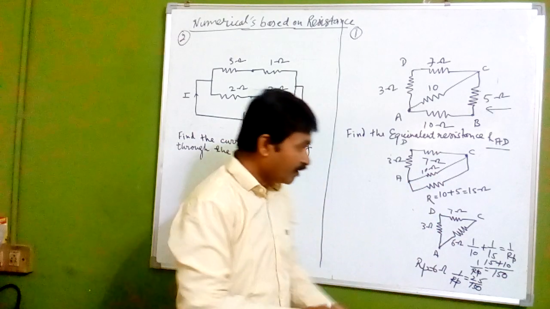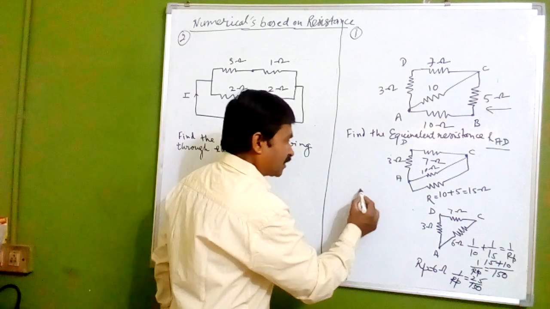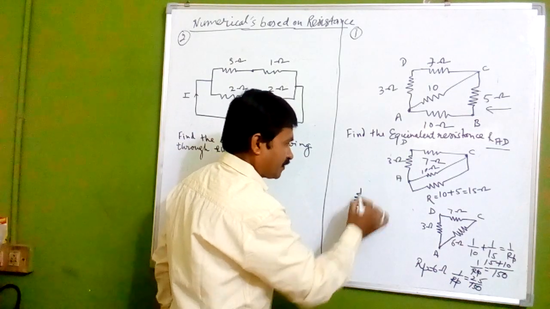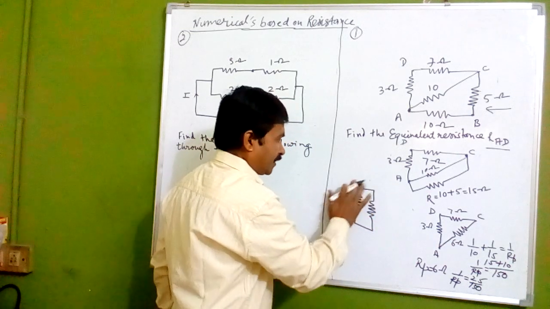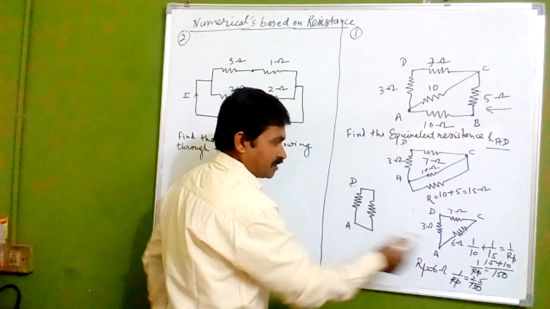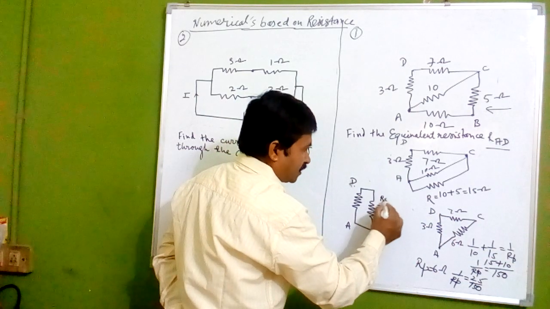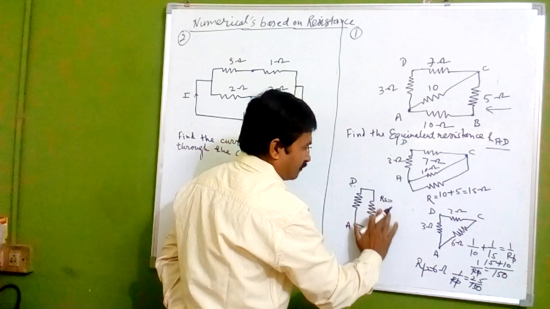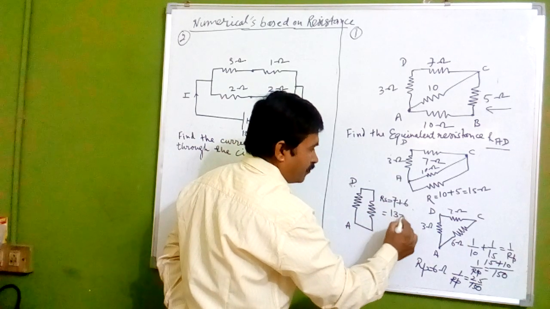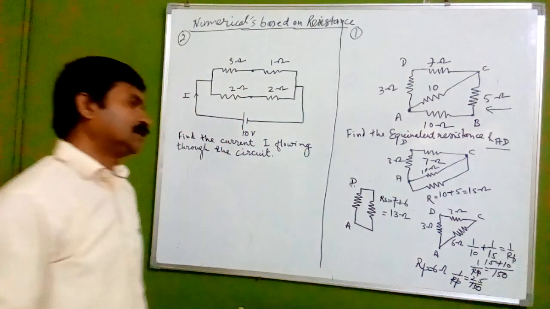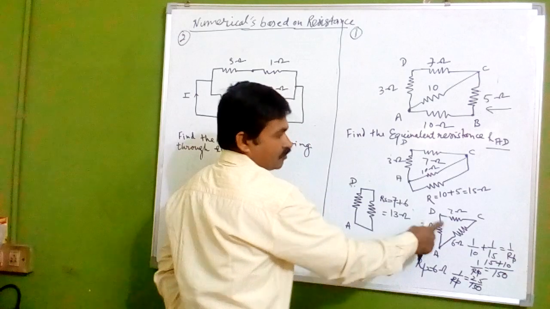Okay. Now here what we are having? We are having these two in series. So the connection will be like this. This is, say it is D and say it is B. So 7 plus 6, it is in series. 7 plus 6, it is 13 ohm. 7 plus 6, both are in series.